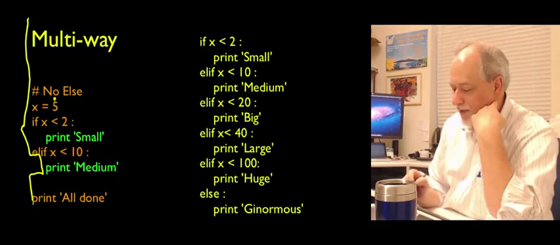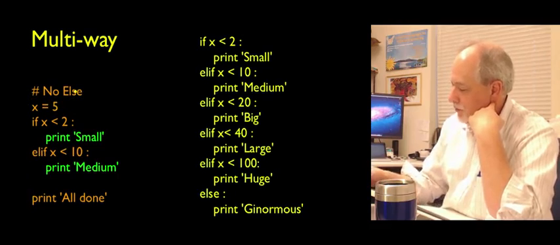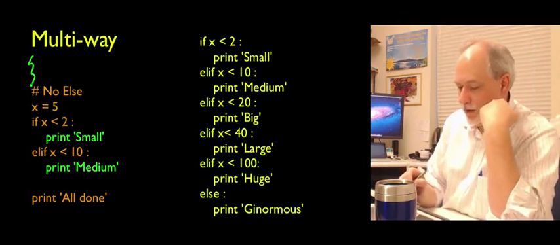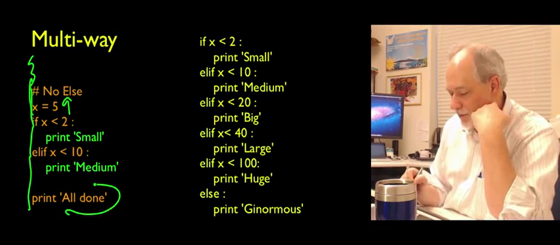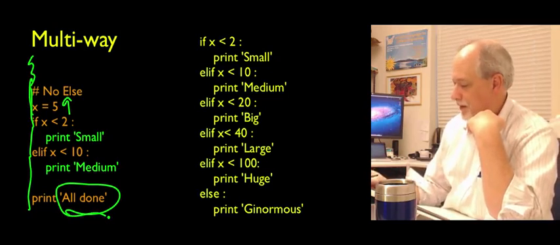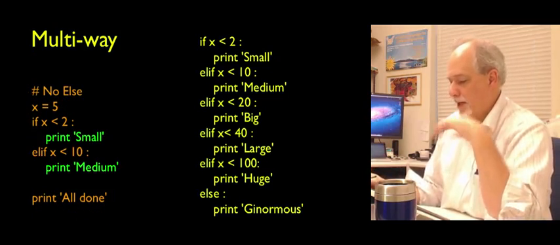But for a different value of x, like 95, this would be false, it would skip it. The elif would still be false, it would skip it, and the only thing it would print out would be all done. Okay?